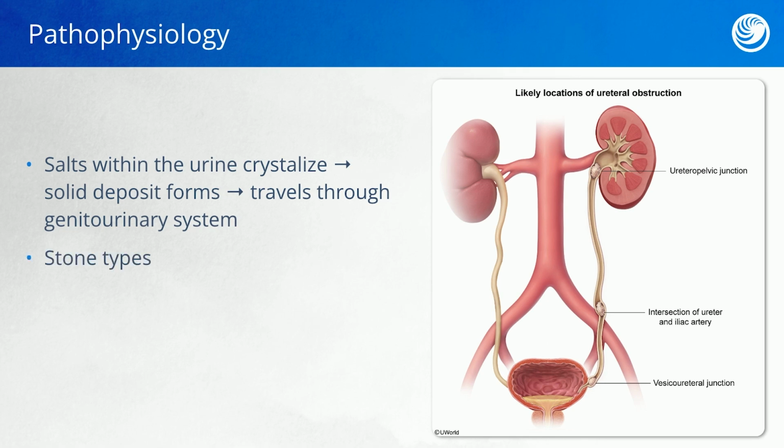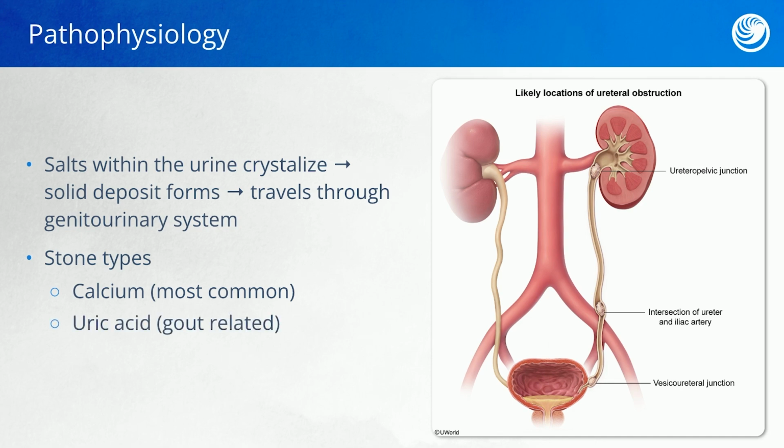There are a number of different types of stones that can be formed within the kidney, and their formation depends on a variety of conditions. Calcium stones are the most common, and they form from salts such as calcium oxalate or calcium phosphate. Uric acid stones form from an increase in the excretion of uric acid, which is going to be more common in individuals with gout. And the development of struvite stones are associated with infection and can become very large in size.